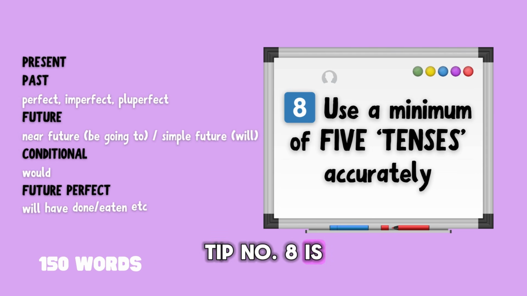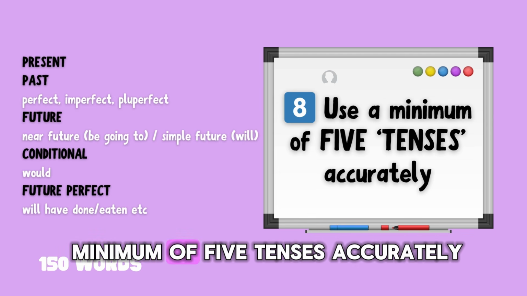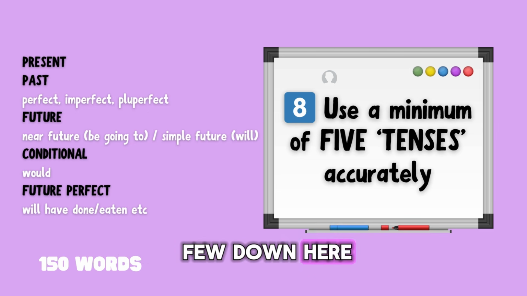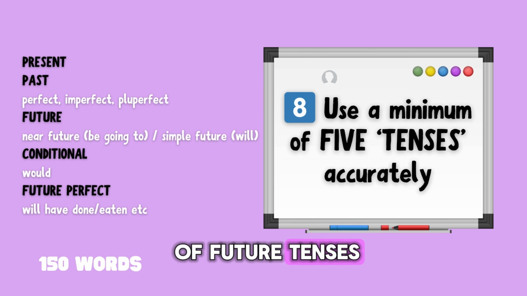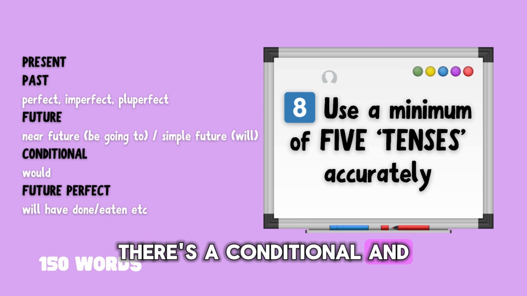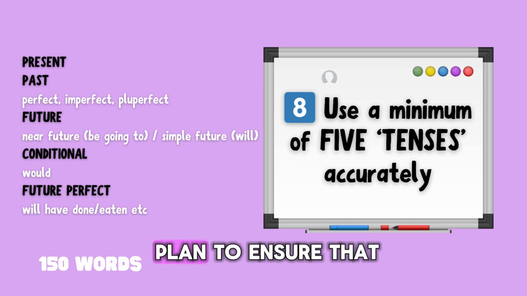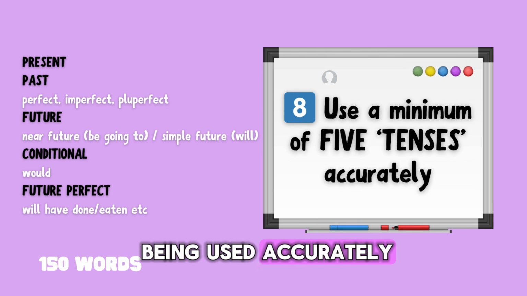Tip number 8 is for the 150 word GCSE French writing, use a minimum of 5 tenses accurately. Which tenses can you use? Well, I've noted a few down here. The present, there's a few in the past tense, there are a couple of future tenses, there's a conditional and potentially the future perfect. Add these in your plan to ensure that you're using them, and make sure you proofread to make sure they've been used accurately.